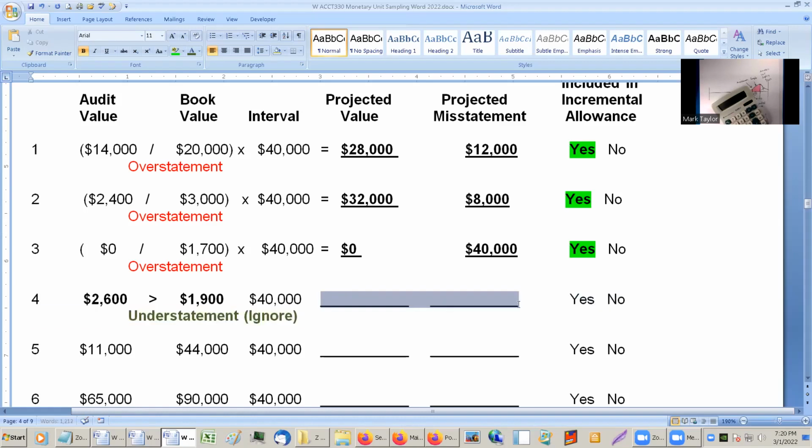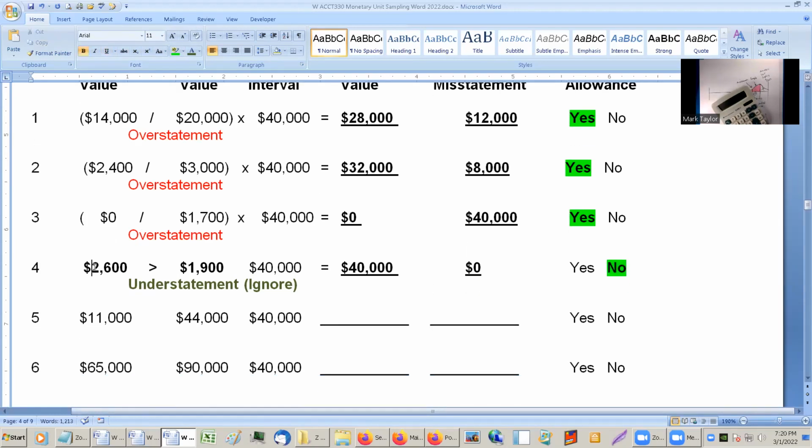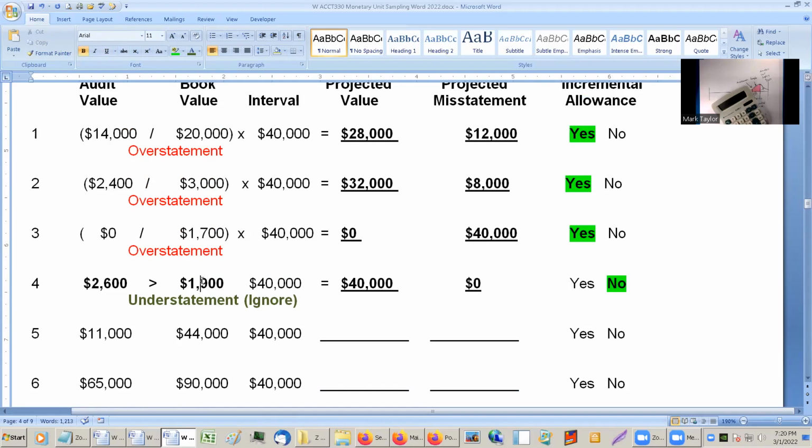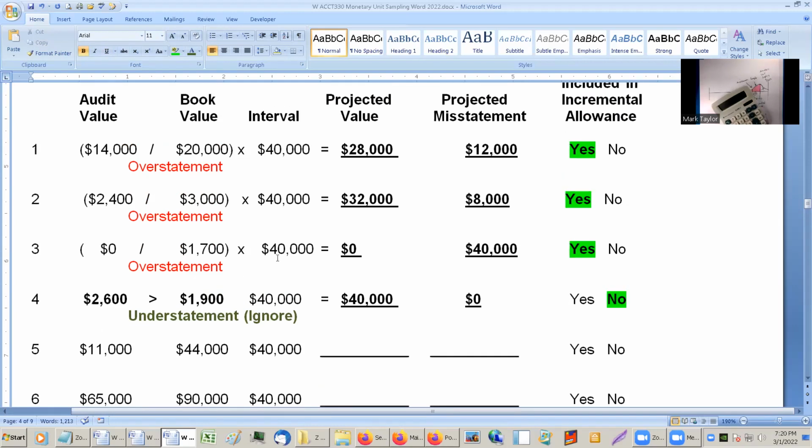So the projected value would be 40,000. Misstatement would be 0. And it would not be included because it's not misstated according to this method. So if the audit value is higher than the book value, it's an understatement. We ignore it. This method is not meant to find those, and when it does, we just ignore it.